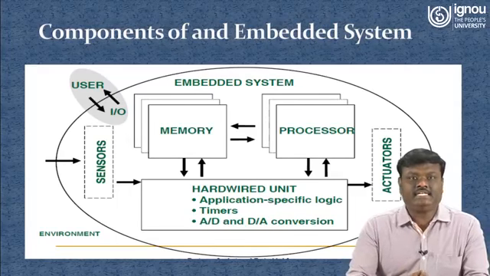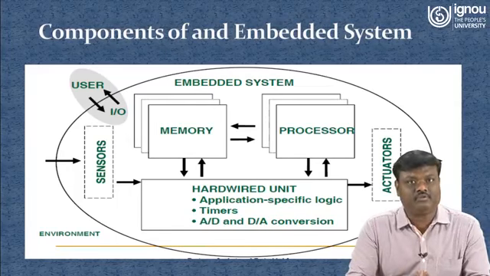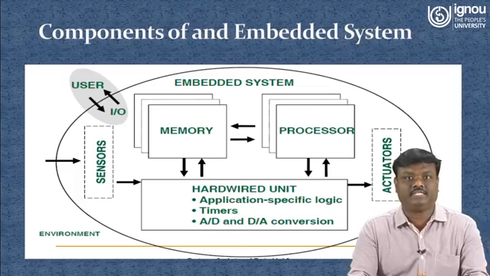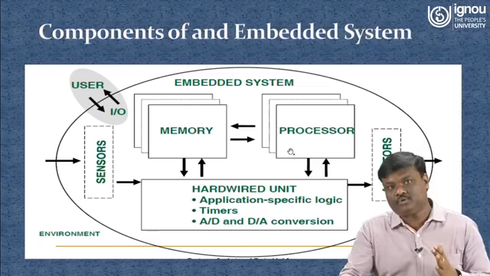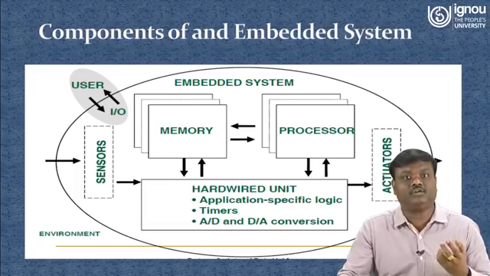So let us see here, there are various components we can talk about whenever we consider an embedded system. The main things are the sensors that are needed, then the memory that we are talking about, and then the processor, which may be either a microprocessor or a microcontroller.